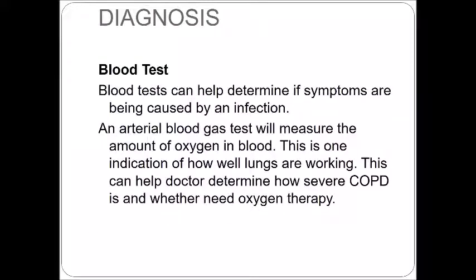Now after completing the examination, let us move on to the diagnosis with blood tests, with investigations. Now a blood test will help if the symptoms are caused by an infection. An arterial blood gas test will measure the oxygen level in the blood, and it is an indication of how our lungs are working, what is the efficiency of the lungs, and then we can judge the severity of the subjects, and according to severity we can manage oxygen therapy.